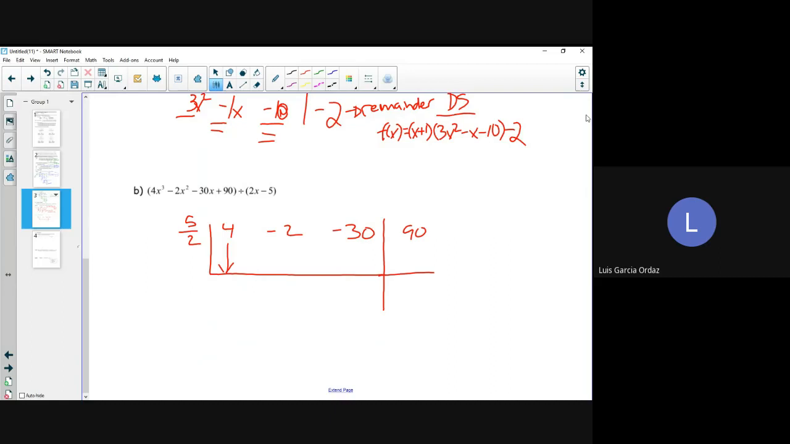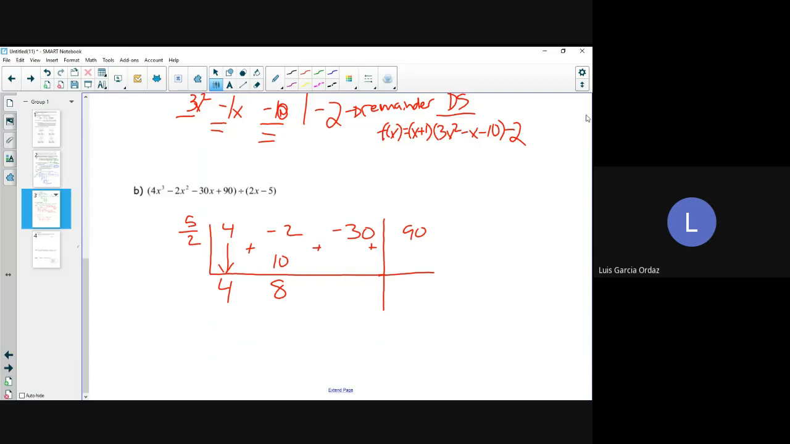So you bring the first one down. Remember, we're adding each time. So what is 4 times 5 over 2? 10. Okay, fair enough, you're using a calculator. What's negative 2 plus 10? 8. Check the calculator. What's 8 times 5 over 2? Yusuf's faster than the calculator.